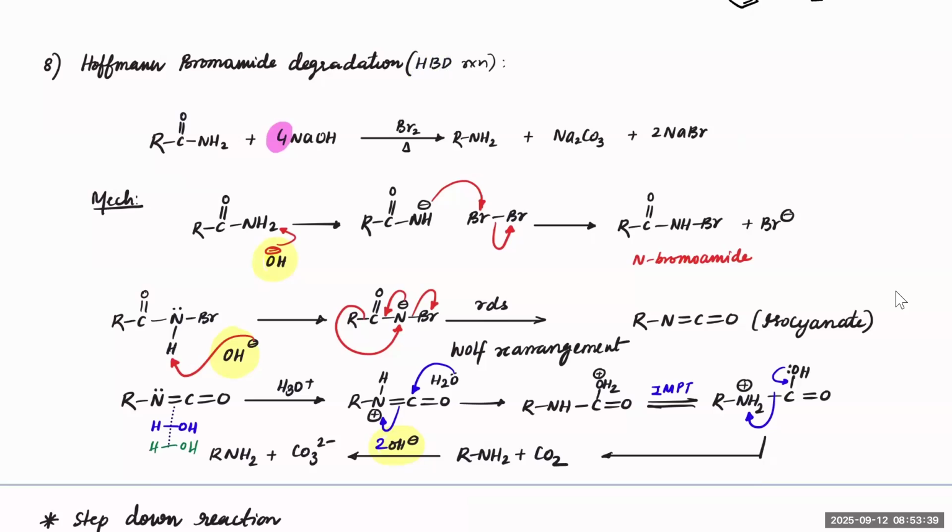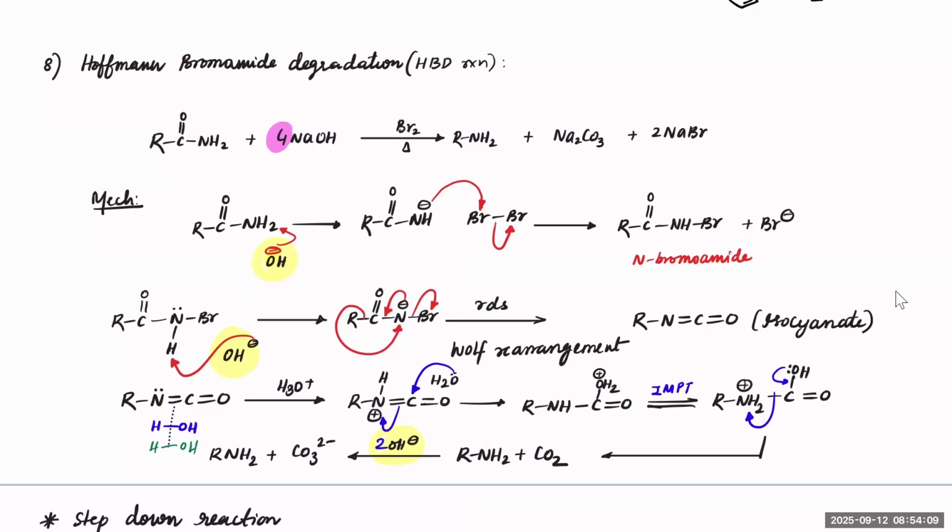Now what exactly does this reaction do? In short form, you can notice it is simply removing away C double bond O and connecting these two, isn't it? So it is a step down reaction. This is the first thing you should identify in options. It is a step down reaction. That means it is trying to remove one carbon out of it.